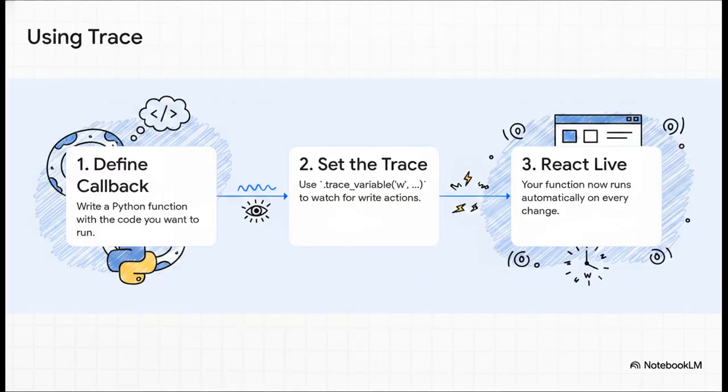And the process is actually pretty simple. First, you just define a regular Python function. This is what we call a callback, because the variable is going to call back to this function when it changes. Then you just tell the control variable to trace itself. That little W there just means write, so you're telling it to notify you whenever the variable is written to. And just like that, your UI becomes truly reactive.